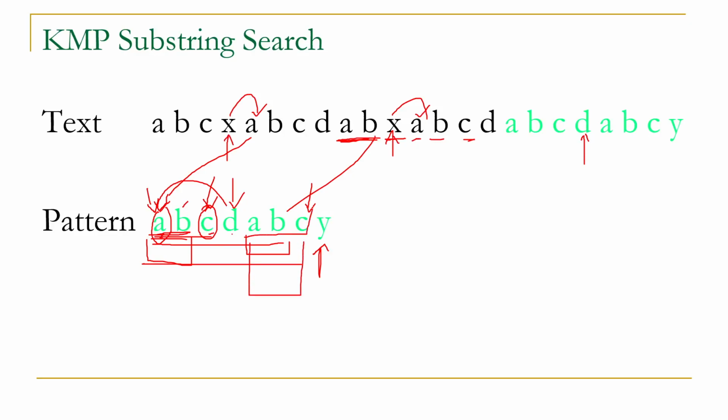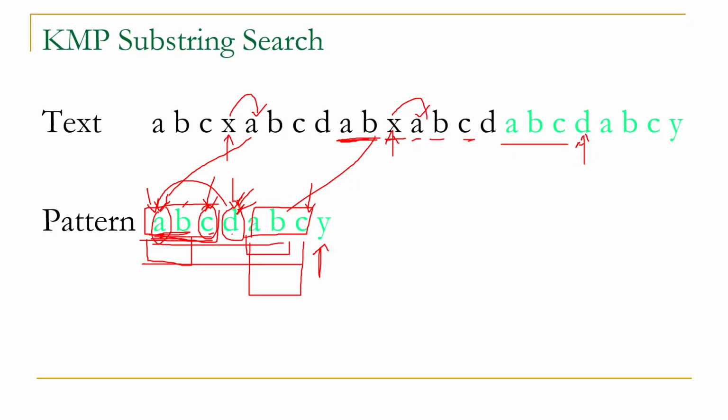Here this is ABC and ABC. So we can start from D, because ABC is the repeated part. So we can start this section, this index D, and we can see D is matched with this D. This D is matched with this D.